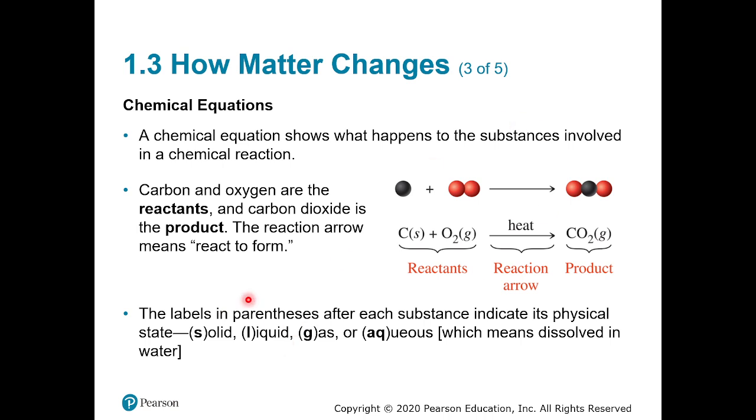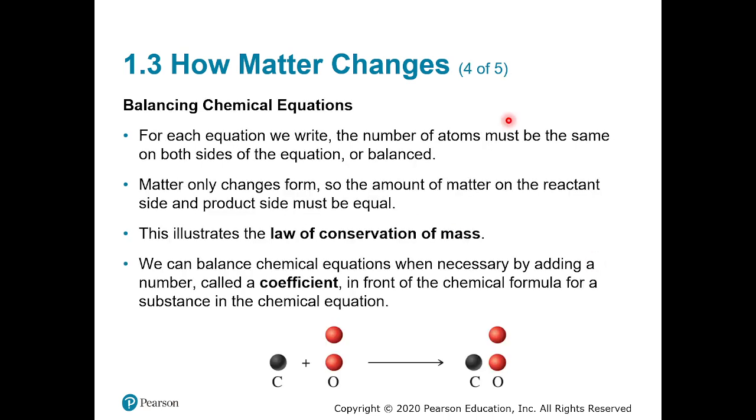Okay, so again, S here stands for solid. L would be liquid. If we have a gas, that's G. If we have something dissolved in water, it's going to be called aqueous, AQ. So you have these parentheses. This tells you what phase it's in. Notice, for example, CO2 here, the product is a gas, right? Very good. Let's go ahead and talk about balancing chemical equations.